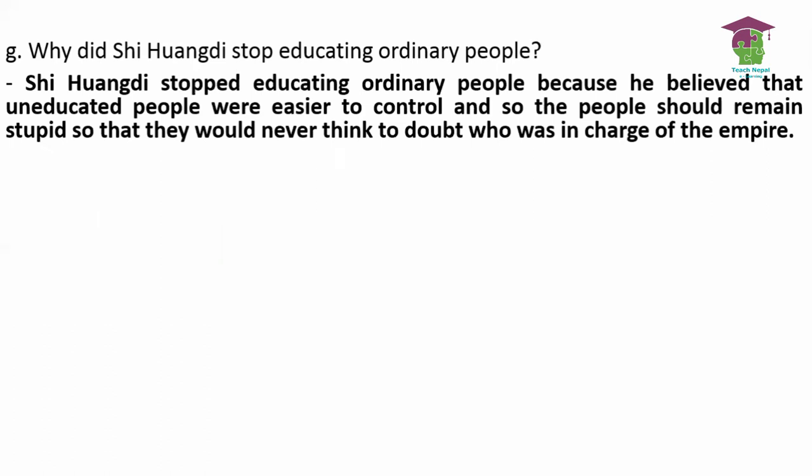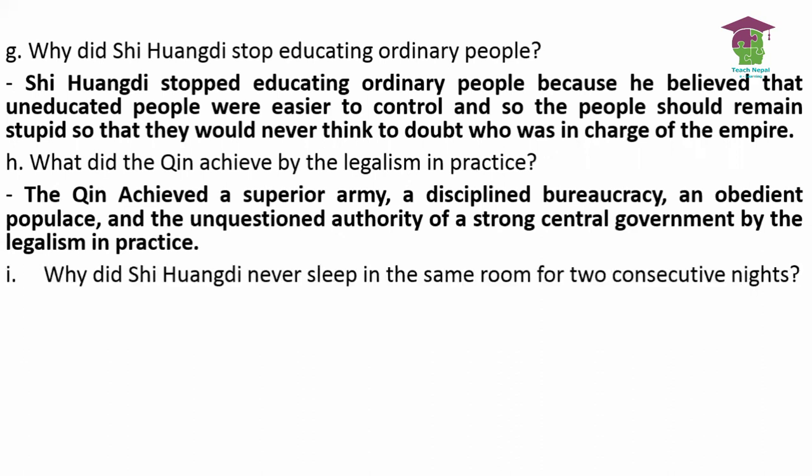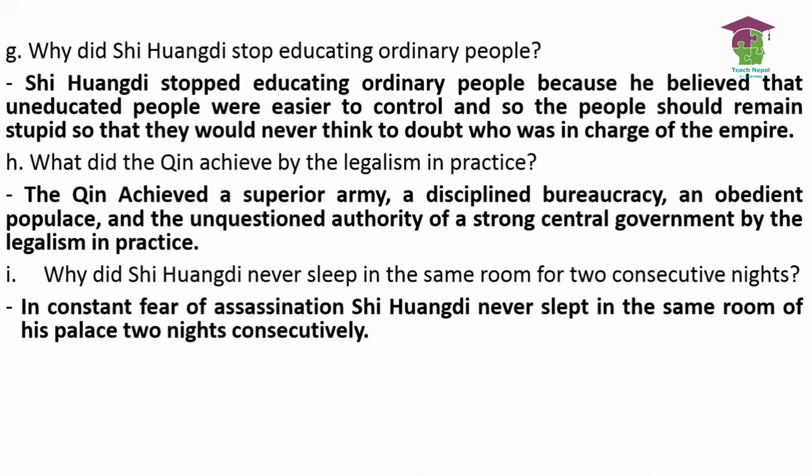Why did Qin Shi Huangdi stop educating ordinary people? Because he thought that stupid people were easy to control. They were easier to control. So Qin Shi Huangdi thought that they should remain uneducated. And the achievements, we can see: superior army, disciplined bureaucracy, obedient populace.